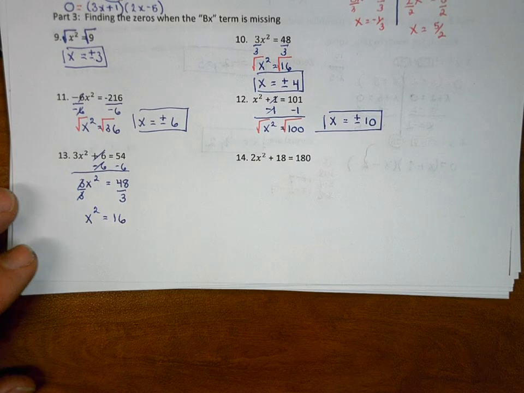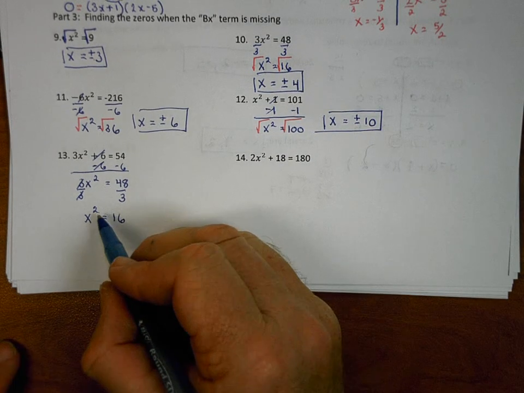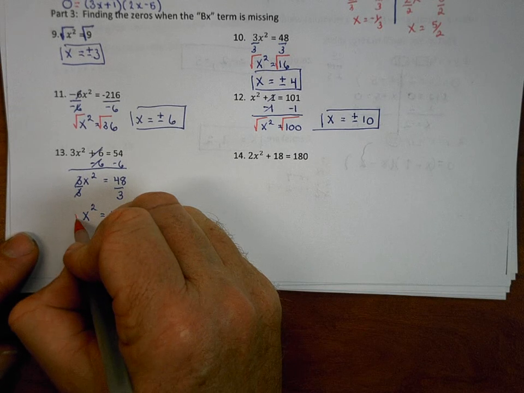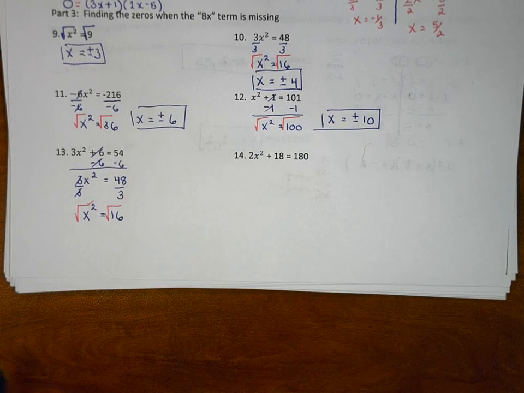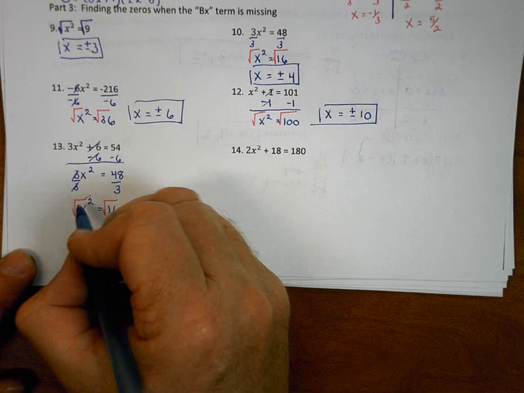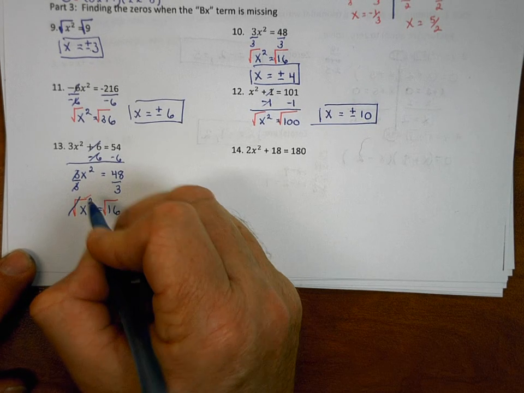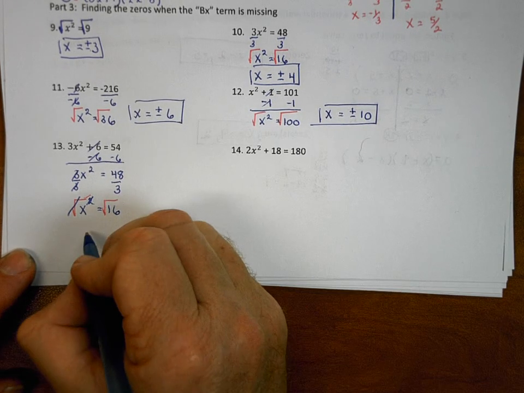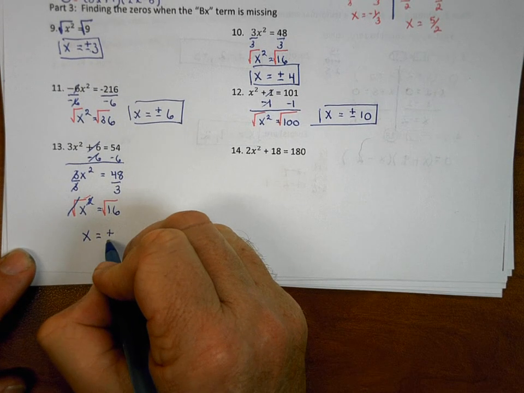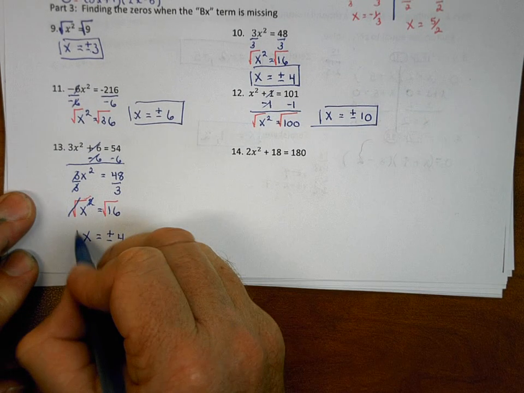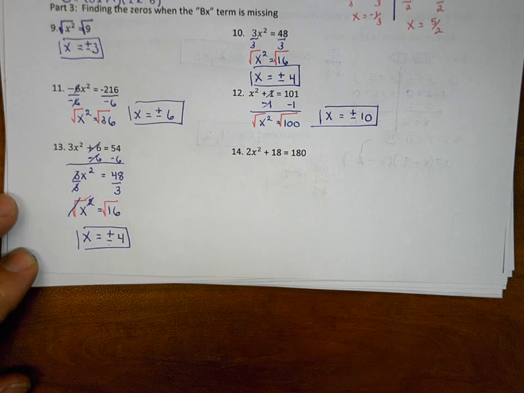And now I need to get rid of this second power, and I do that by taking the square root of both sides of the equation. Okay? So the square root of x squared, really what happens is that square root cancels out the power of 2. So I get x is equal to square root of 16 is positive and negative 4. So those are my zeros for number 13.